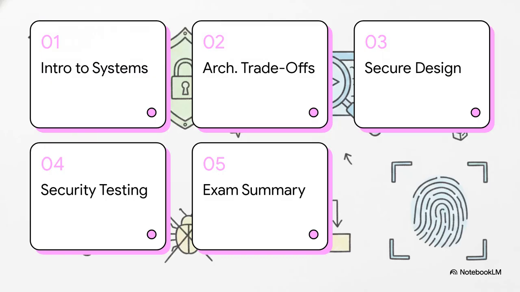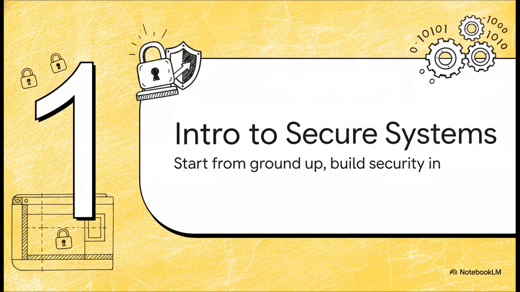So here's the game plan for our explainer today. We'll start with a quick introduction to secure systems, move on to architectural design trade-offs, and then look at secure design and programming. After that, we're stepping into the security testing battle, and finally, we'll wrap up with a high-energy Chapter 13 exam summary. All right, Section 1, Introduction to Secure Systems, Designing from the Ground Up.